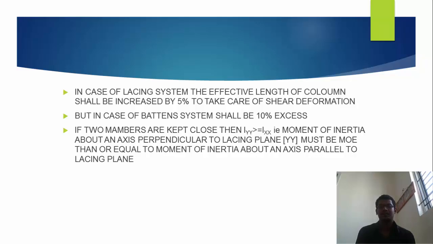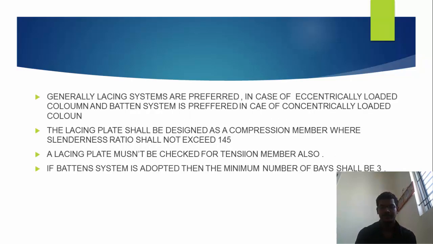If two members are kept close, then the IYY must be greater than or equal to IXX. That is, the moment of inertia about an axis perpendicular to the lacing plane, YY, must be more than or equal to the inertia about an axis parallel to the lacing plane, that is XX. Generally, lacings are preferred in case of eccentric load and battens are preferred in case of concentric load. The lacing plates shall be designed as a compression member, but the slenderness ratio is restricted to 145. A lacing plate must also be checked as a tension member.